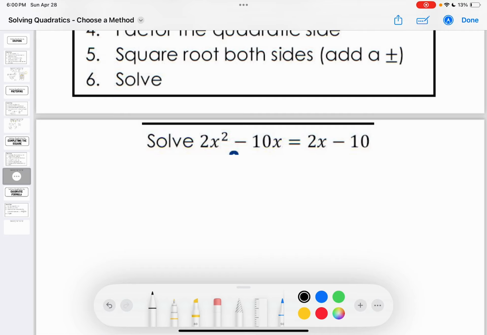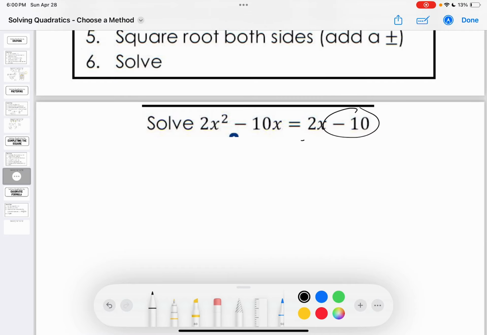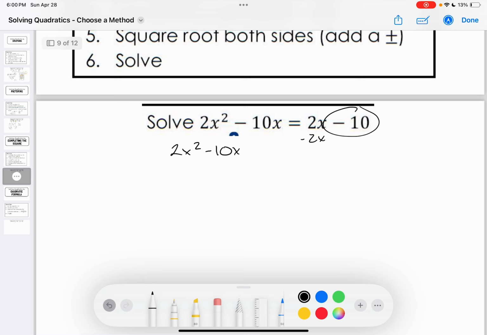So in this one, again, I'm going to leave this on the other side. I'm going to subtract 2x only. So I've got 2x squared minus 10x. I did it again. That's minus 12x equals negative 10. Again, I am going to have to divide everything by 2 to get the a value to 1. So this becomes x squared minus 6x equals negative 5.